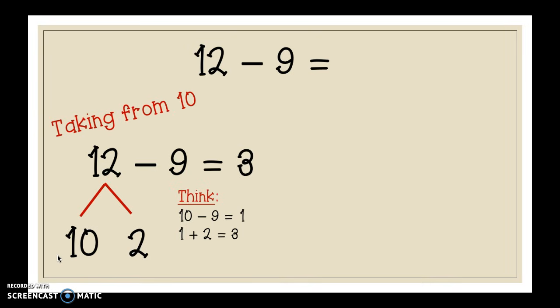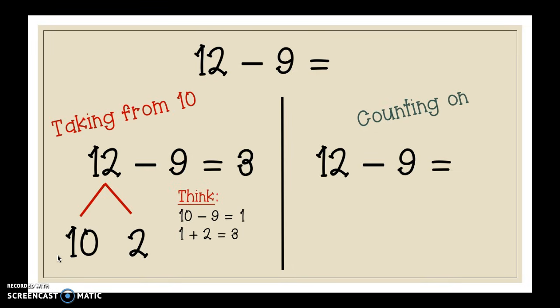All right, let's try the other strategy. On the other side of your board, or if you wrote too big and you need to erase it, that's fine. Just press pause and press play when you're ready. Okay, on your other side of the board, we're going to do 12 minus 9 again, but this time we're going to count on.